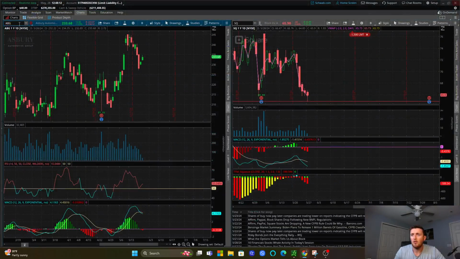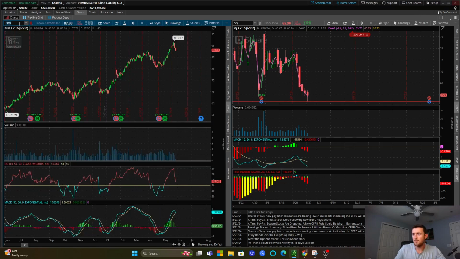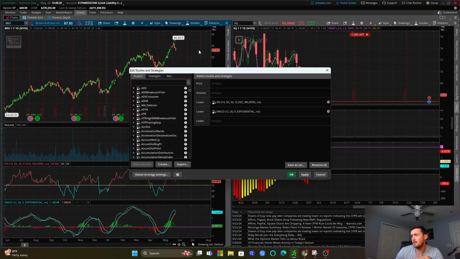So I have BRO over here, and I already have my indicators pulled up. To pull this up, you go to studies and then edit studies. In this section you can type RSI and add it, then type MACD, click apply, and it will populate down here.